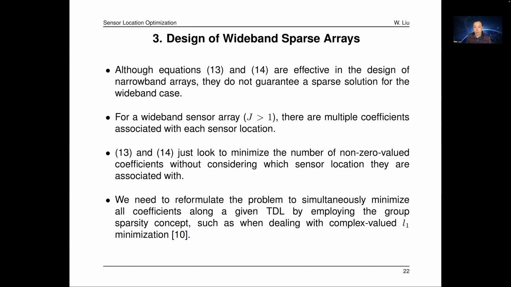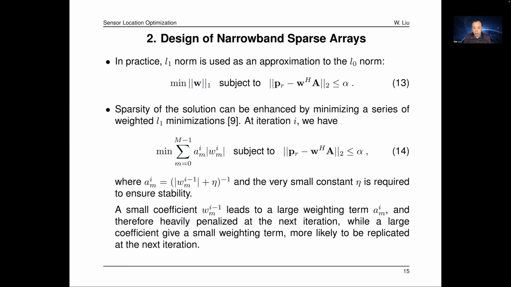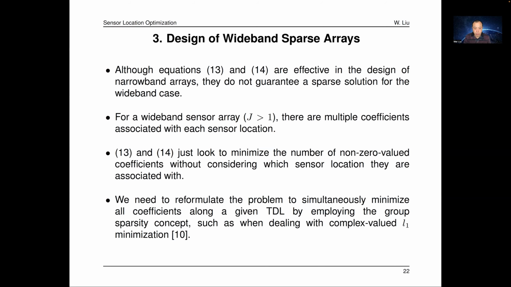Now for wideband sparse array design. Although equations 13 and 14 are effective in the design of narrowband arrays, they do not guarantee a sparse solution for the wideband case. For a wideband sensor array, there are multiple coefficients associated with each sensor location. And equations 13 and 14 just look to minimize the number of non-zero valued coefficients without considering which sensor location they are associated with.